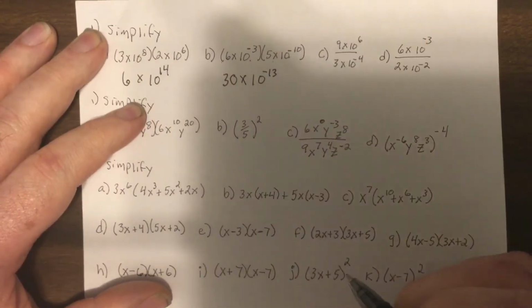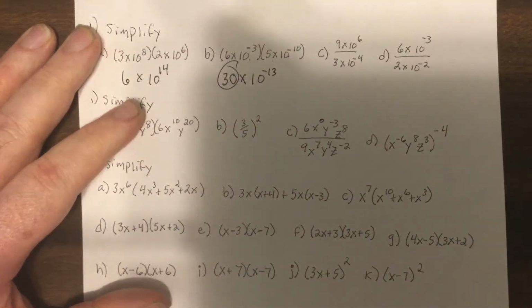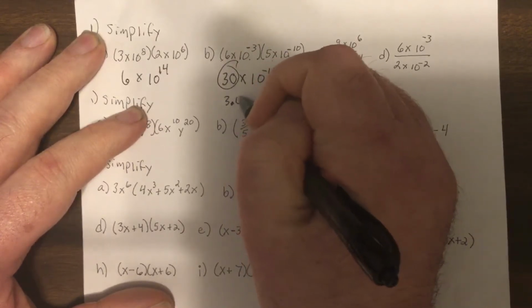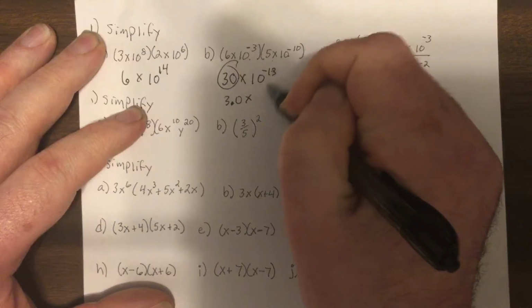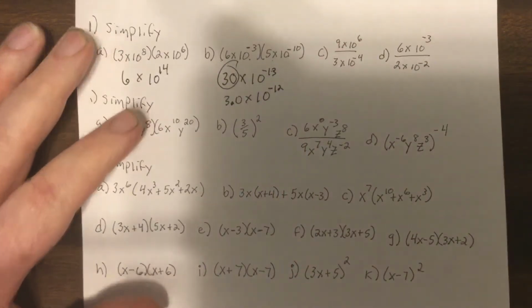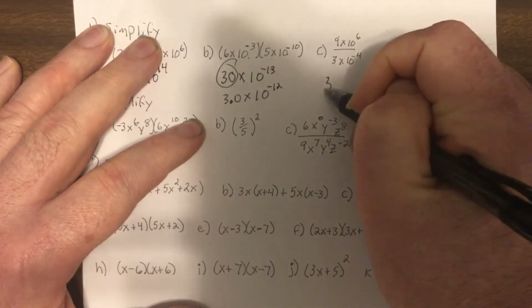But wait a minute, my students. The first number has to be between 1 and 10. So I'm going to divide this by 10 to make it 3.0. So I have to add a 10, so it'd be negative 12. Tricky problem.